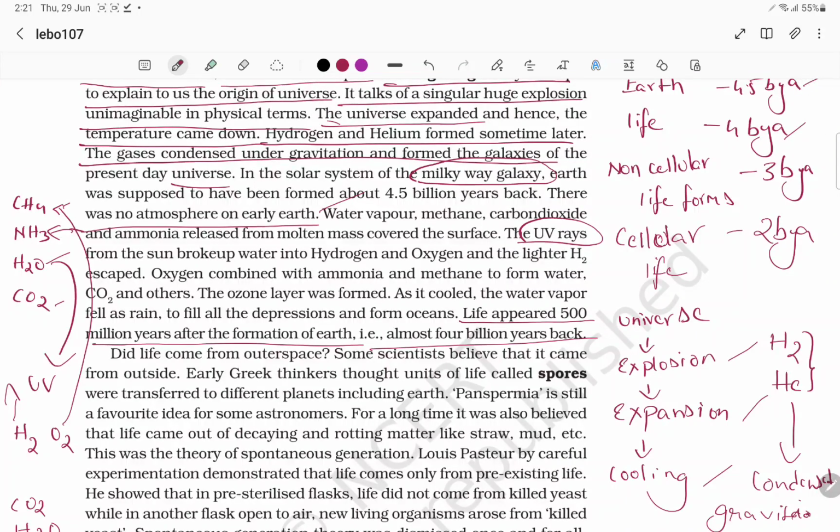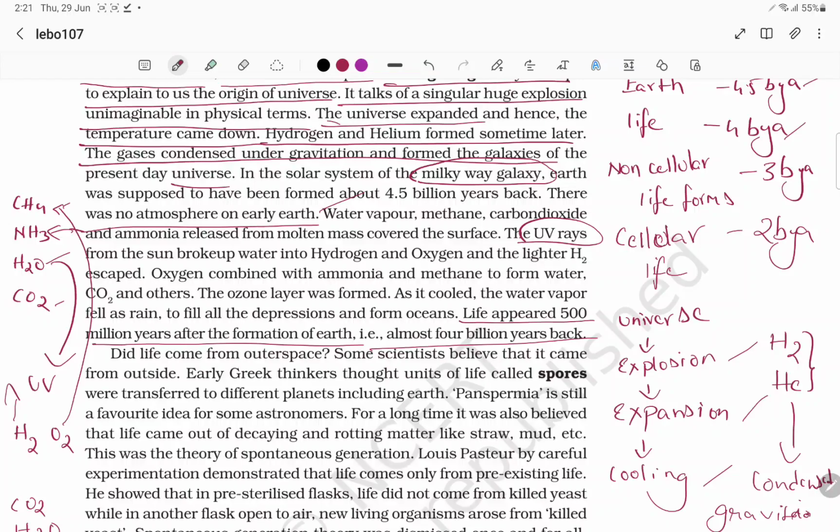Early earth had no atmosphere. Later from the volcanoes we had gases like carbon dioxide, methane, CO2 and H2O. The H2O is acted on by UV radiation of the sun, and H2 escaped. O2 combined with CH4 and NH3 and formed H2O and carbon dioxide.